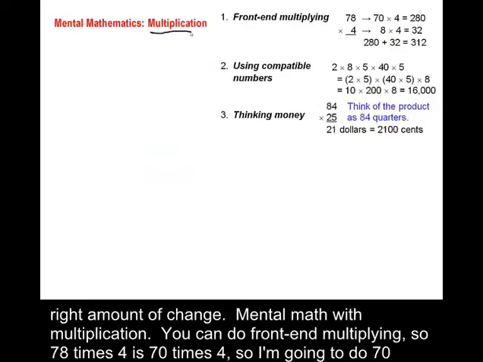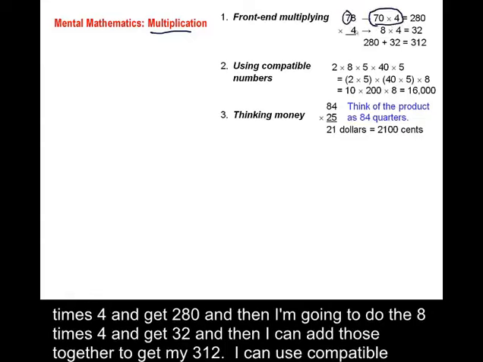Mental math with multiplication. You can do front end multiplying, so 78 times 4 is 70 times 4. So I'm going to do 70 times 4, get 280, and then I'm going to do the 8 times 4, get 32, and I can then add those together to get my 312.